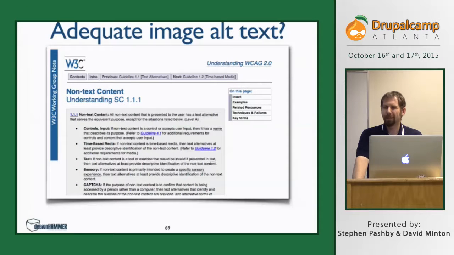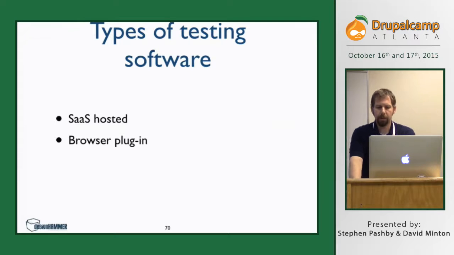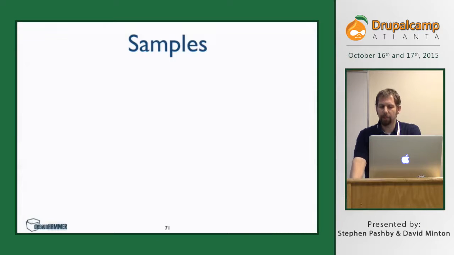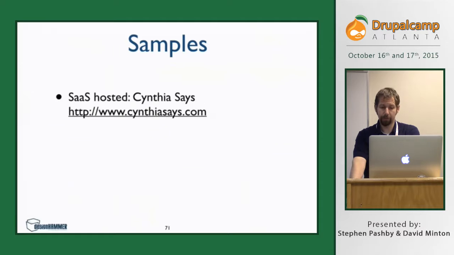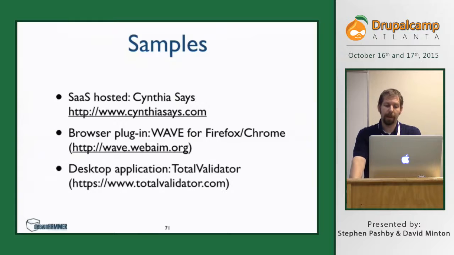So, with that in mind, let's talk about some different testing software that you can take a look at and some of the use cases for these. When looking at different types of testing software, you've got several different options as to how they're available. There are SaaS hosted options, there are browser plugins, and then there are desktop applications. Some examples, and we'll go through these in a little more detail: an example of a SaaS hosted option is Cynthia Says. An example of a browser plugin is the Wave plugin for Firefox or Chrome. And an example of a desktop application is Total Validator. So let's take a look at some screenshots and some pros and cons.